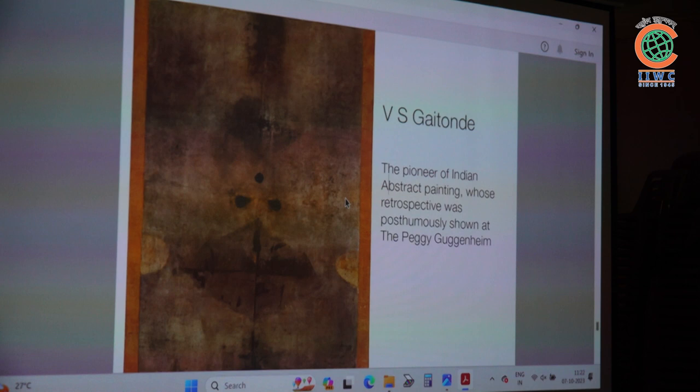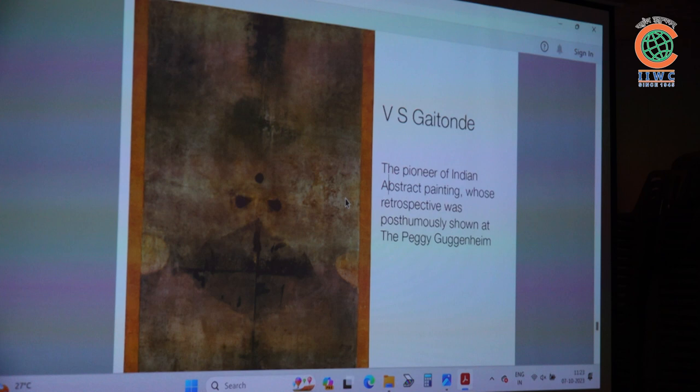This is, again, I want to talk about the Indian artists. There are a host of abstract artists, including me, down the drain. But I don't want to say anything. I'll have another day to explain about my works. But this is V.S. Gaitonde. He's one of the pioneers, undoubtedly. And when he was shown in the Guggenheim some years back, posthumously, after he passed away, they showed his retrospective.